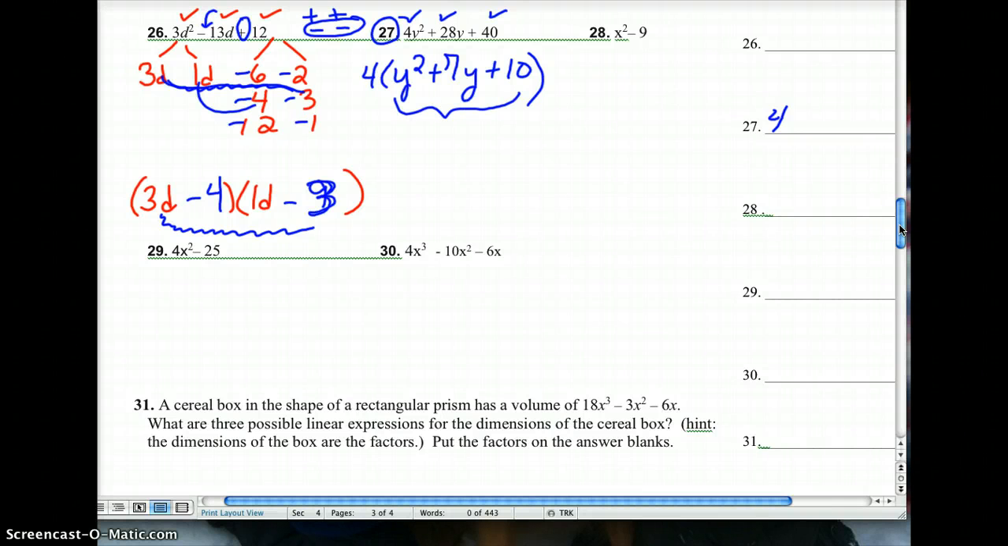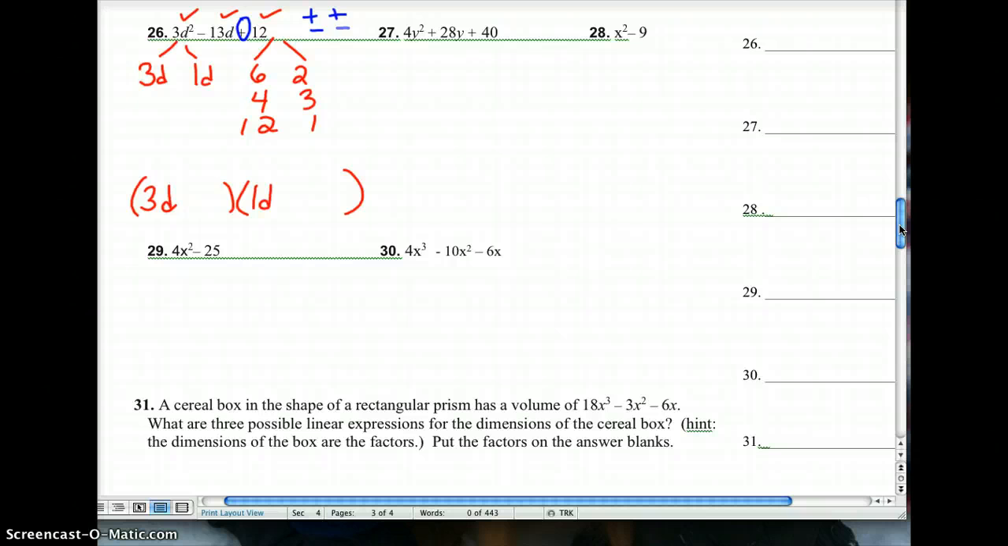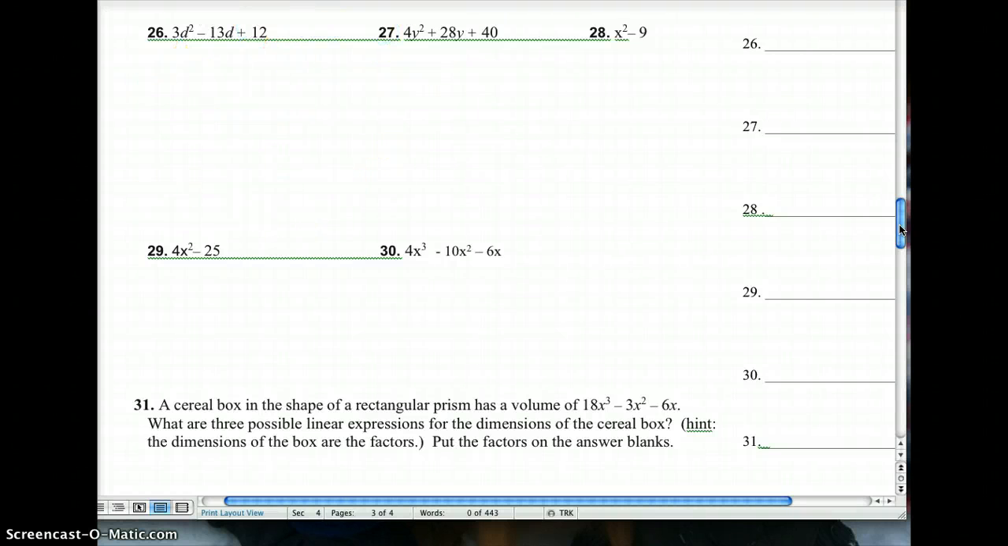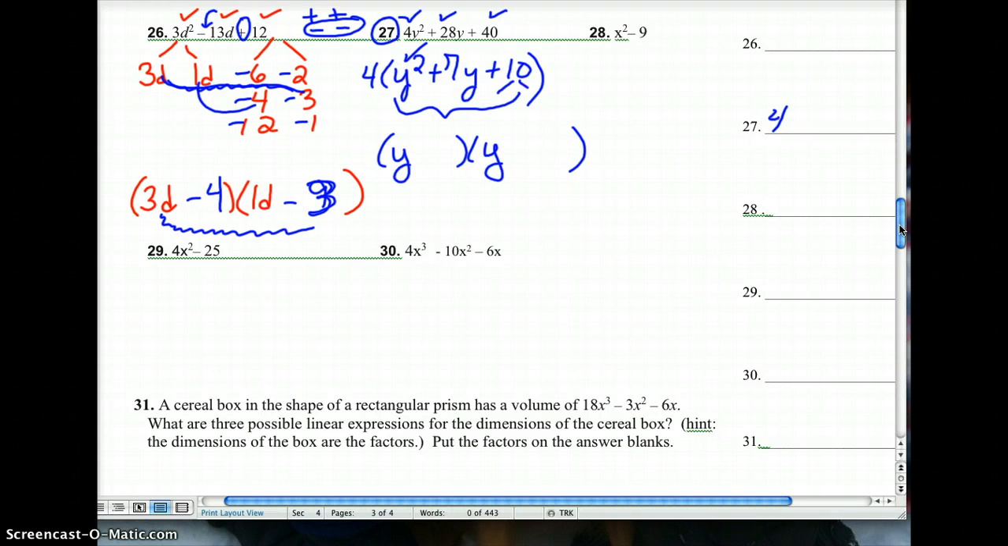Can it factor any farther? And if it does, I could only lead in a pair of y's. That's the only way to get y squared. My possible endings are 5 and 2, 10 and 1. Well, I need to add up to 7. So my other 2 factors would be y plus 5 times y plus 2. Moving on to the next one.